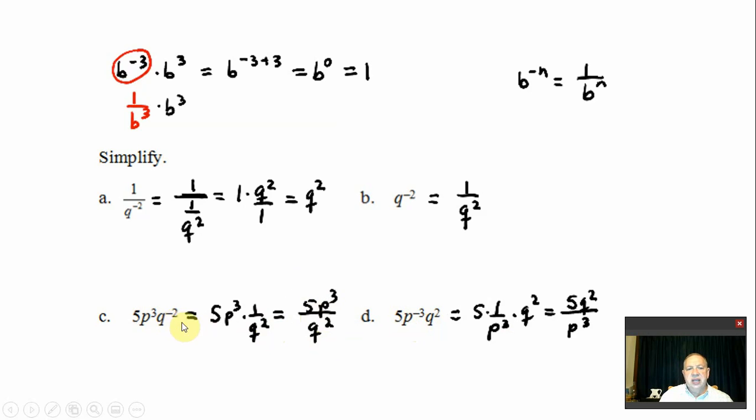So here's just a similar problem. Now I've got 5q squared up top. The p to the negative third goes to p to the third.